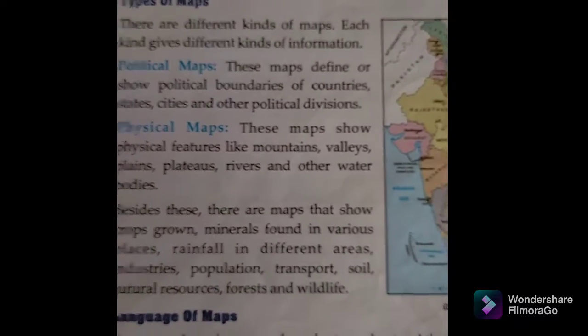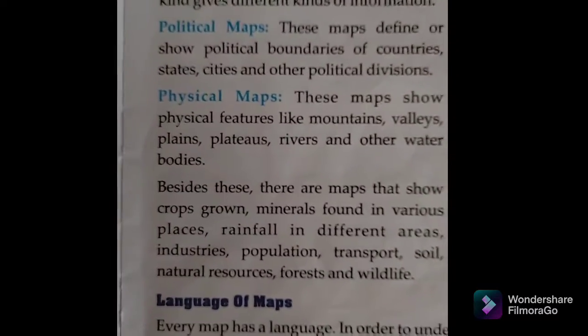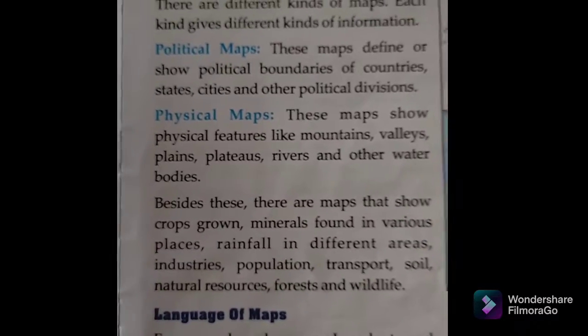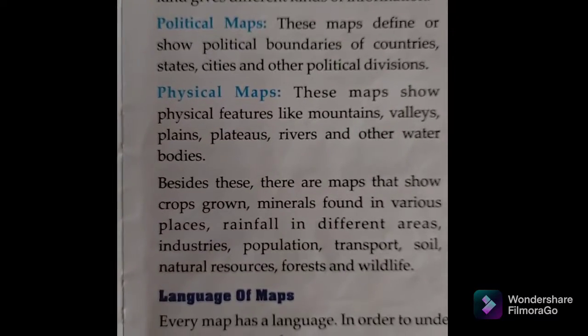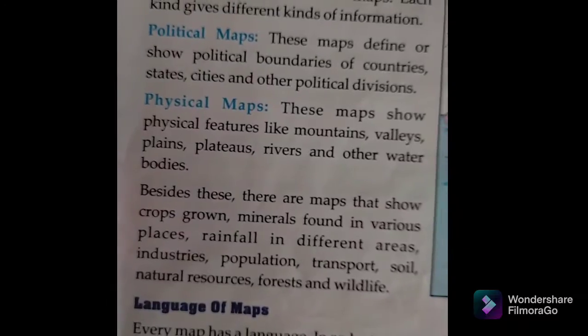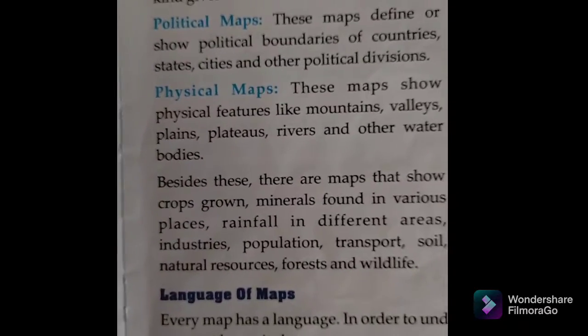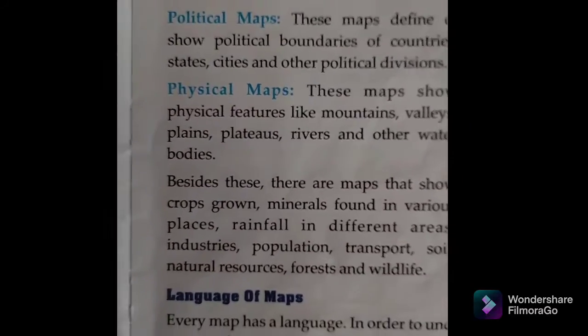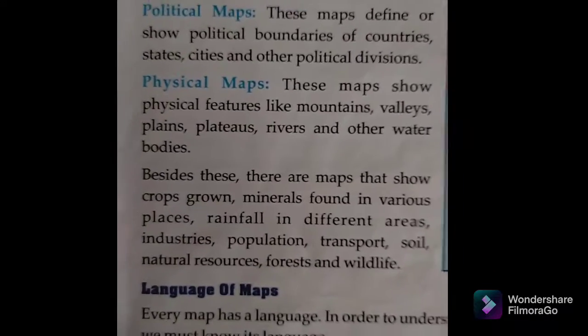Right now I am trying to explain, for example, there is a map that tells the rivers present in India. So that is called a physical map, or the mountains in India. That is also a physical map. The plains in India or the world, that is it.